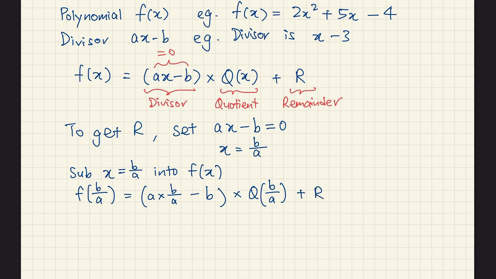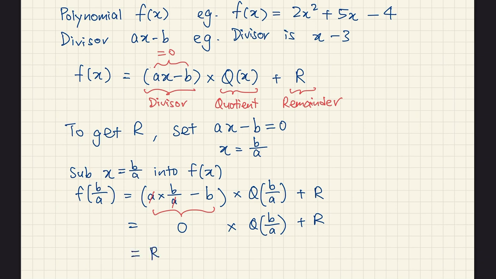Since a and a cancel here, we'll have b minus b, which gives us 0. So this is 0 times the quotient when we sub in b over a as the x, plus r, and therefore we'll be left with r.